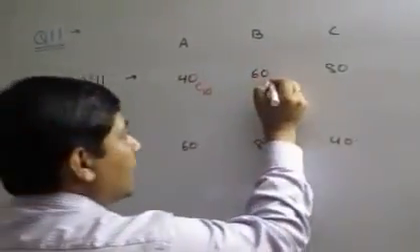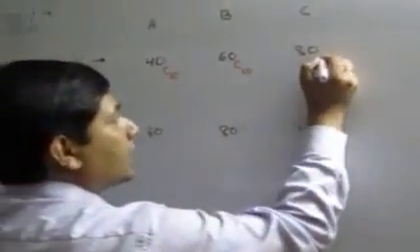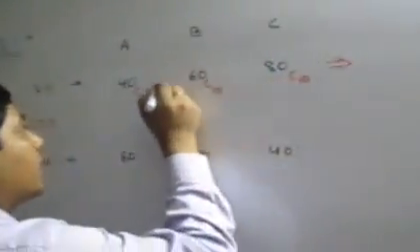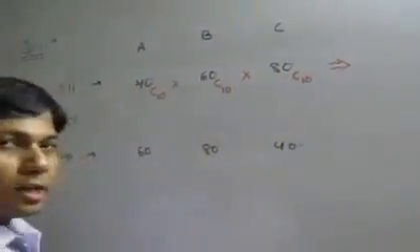Out of 60 we have to select 10. How many ways? 60C10 ways. And out of 80 we have to select 10. How many ways? 80C10 ways. So in this case total number of ways that we can select is 40C10 into 60C10 into 80C10.